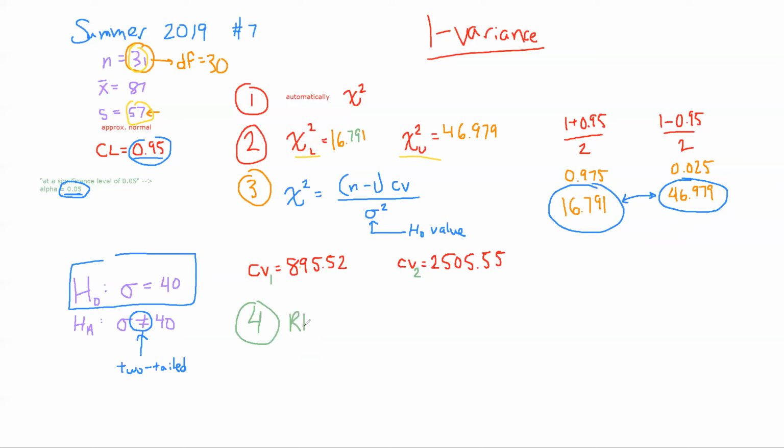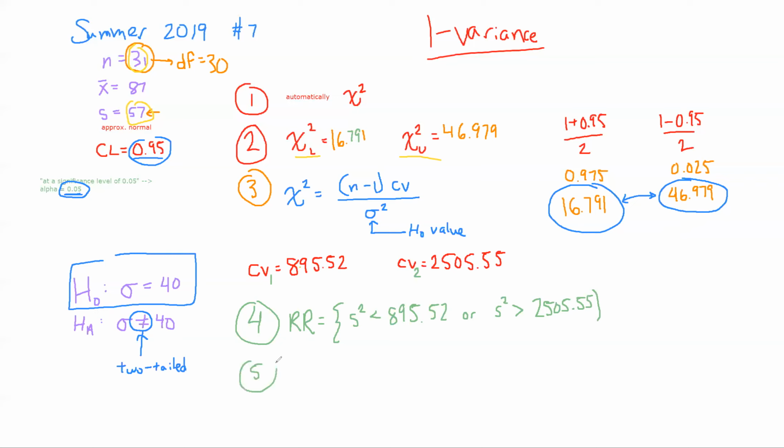Rejection region always starts off with RR equals. In this space, you're going to use S squared. It's a two-tailed test, so it's going to be S squared less than 895. Remember, leave S squared as a variable. Or S squared greater than 2505.55. Last step is to draw a conclusion, step 5.